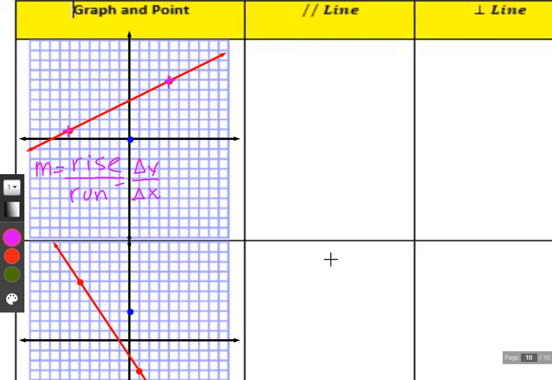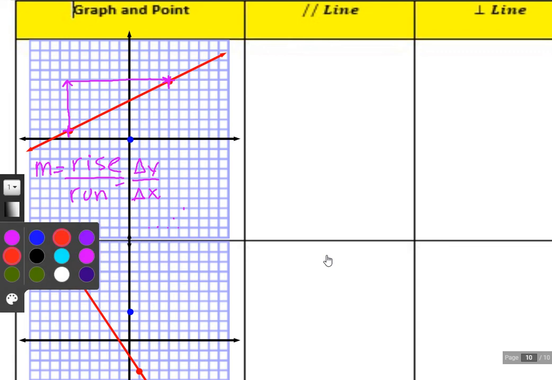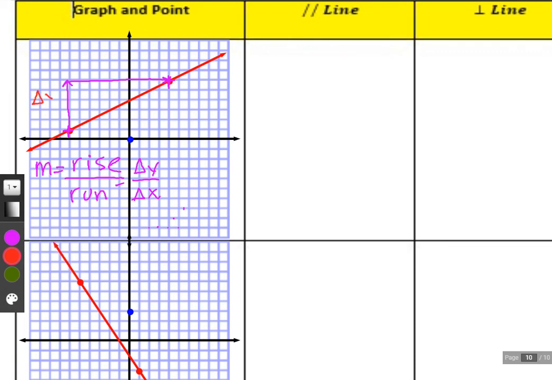You definitely don't want to count mid-grid to mid-grid. You'll never know the exact value, but you can count intersection to intersection. Okay? And so if I'm just going left to right, as graphs are read, I have to go up a certain amount and over a certain amount. The up amount, if I'm counting it, 1, 2, 3, 4, 5. So my change in y is plus 5.